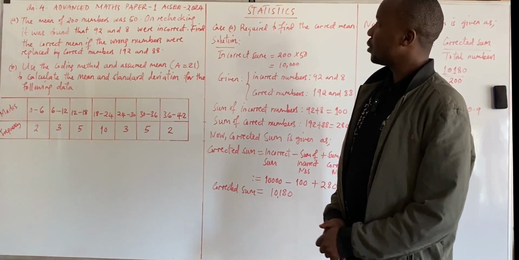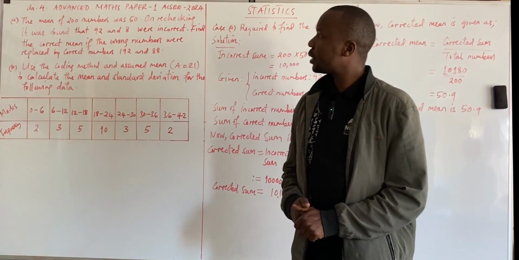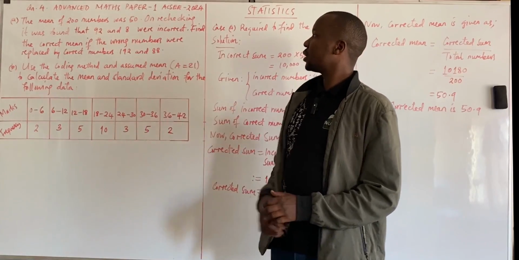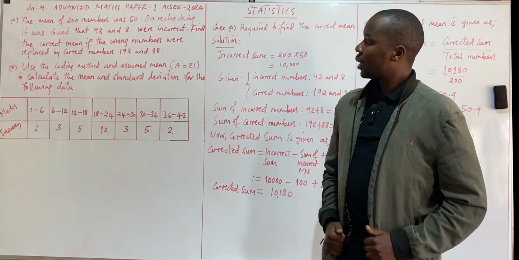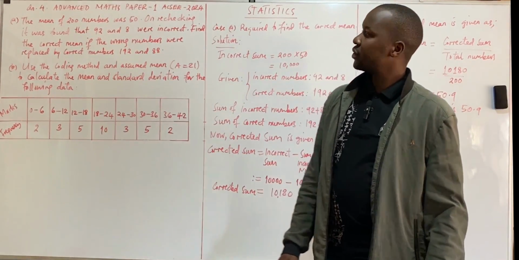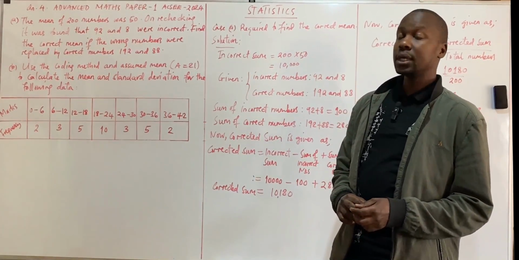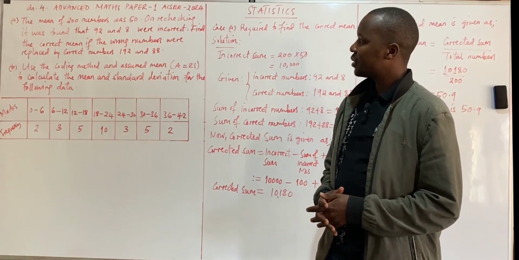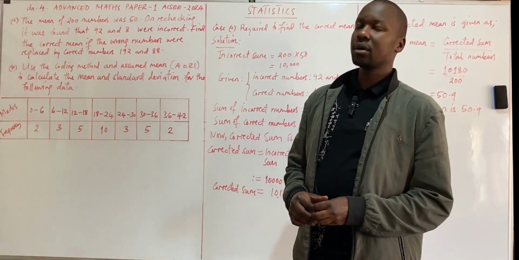So we are going to see the other question on statistics topic, Advanced Mathematics Paper 1, ACSEE, Advanced Certificate of Secondary Education 2024. Now, the question says, the mean of 200 numbers was 50, but on rechecking, it was found that 92 and 8 were incorrect numbers. Now, find the correct mean if the wrong numbers were replaced by the correct numbers.